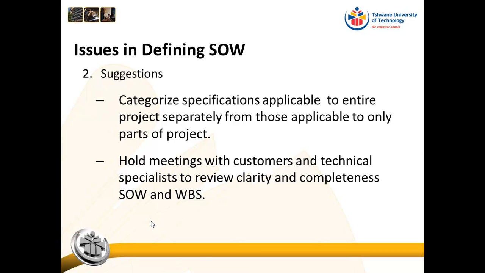So what we do when we define the statement of work is we categorize specifications applicable to the entire project separately from those applicable to only parts of the project, because that means that we have a high-level description of what is going to happen in the project, and then if there are specific parts of the project that have specific specifications, we specify them in a separate part of the document. And then we hold meetings with customers and technical specialists to review clarity and completeness of the statement of work and the work breakdown structure.